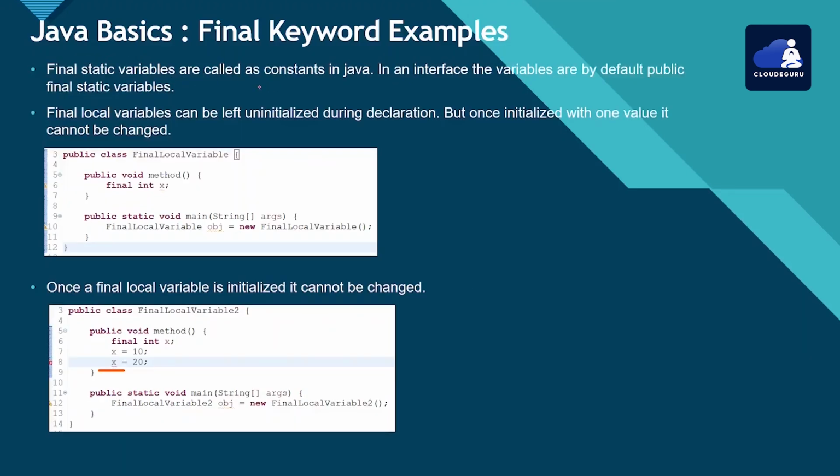Final static variables are called constants in Java. In an interface, the variables are by default public, final, and static. That's why all the variables declared inside an interface are constants.